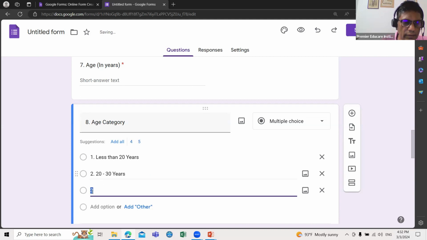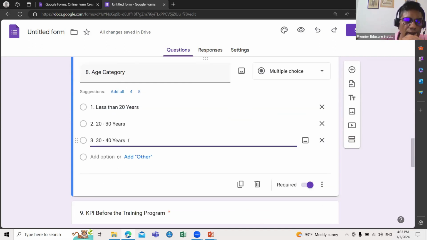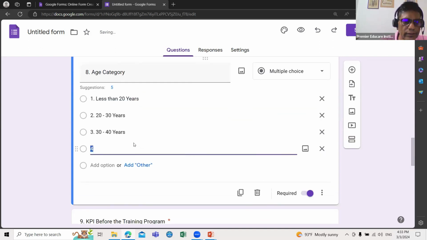Number three, you can say 30 to 40. Please understand, sometimes some people write 20 to 30, then you can write 31 to 40. That depends on your supervisor's understanding. So please understand that one also very clearly. Now the next one we can write 30 to 40.